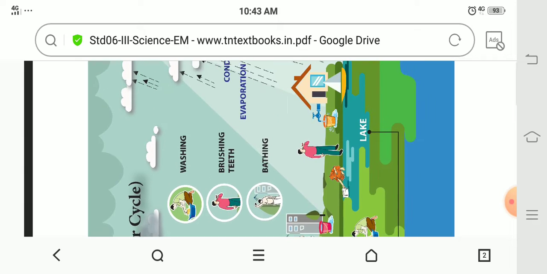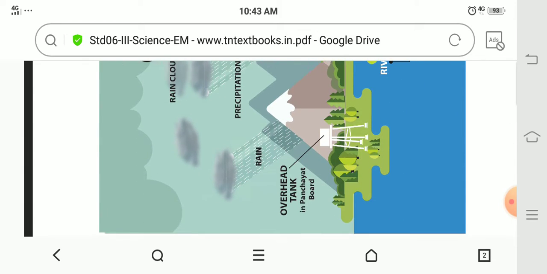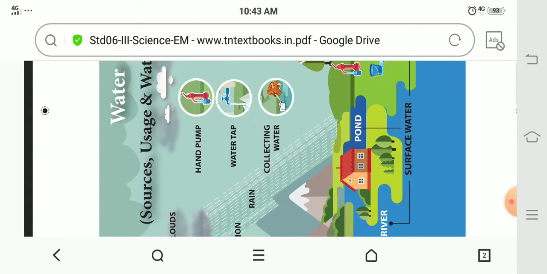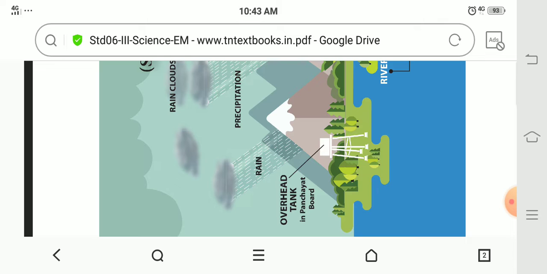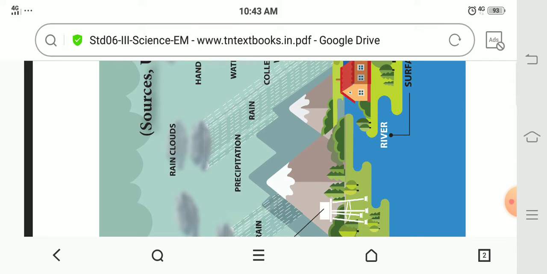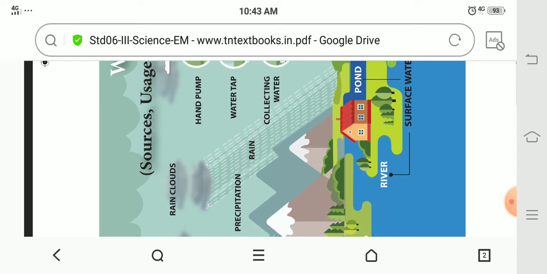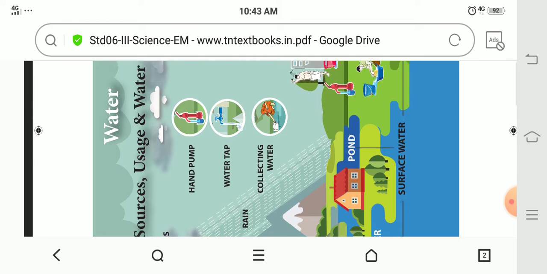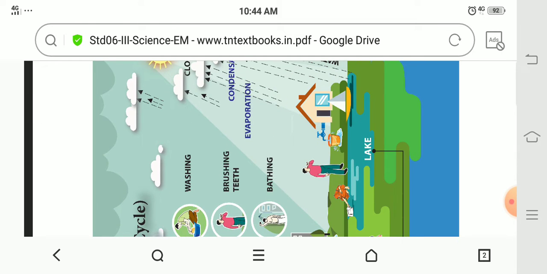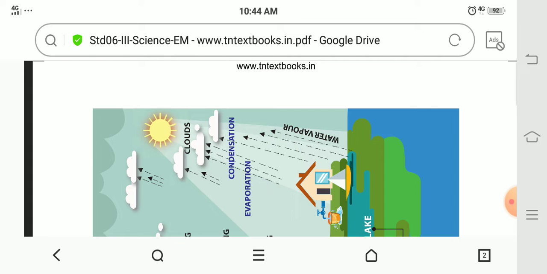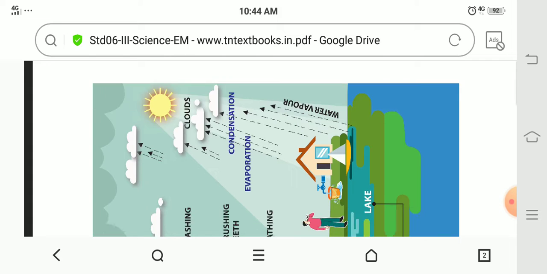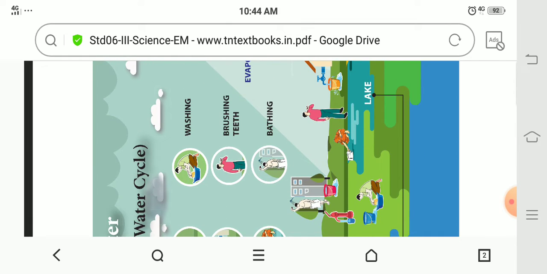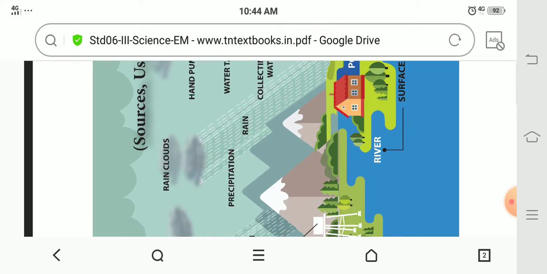Now see the water cycle. What is the water cycle? The water cycle is how we get the sources of water. First, the overhead tank in the Panchayat board. Next, rain, precipitation, rain clouds, hand pump, water tap, collecting water, washing, brushing teeth, bathing, clouds, condensation, evaporation, again water vapor.